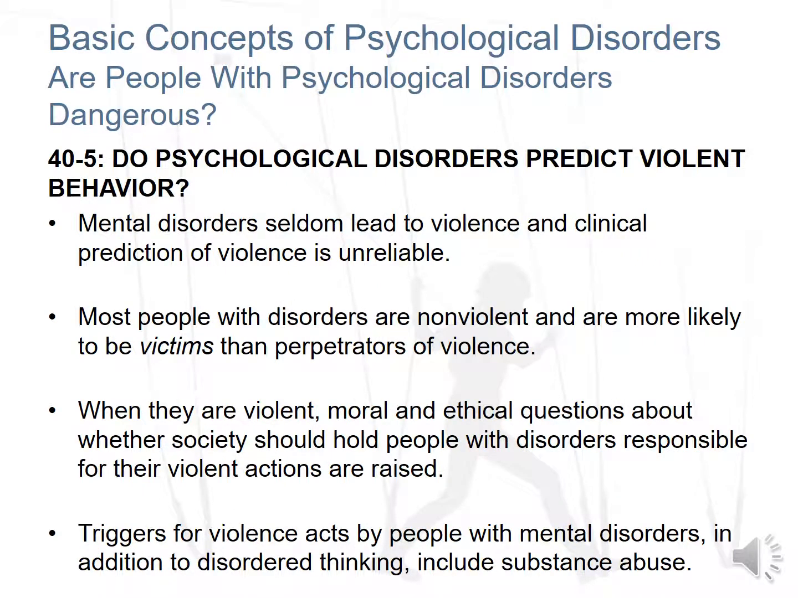Are people with psychological disorders dangerous? 40-5. Do psychological disorders predict violent behavior? Mental disorders seldom lead to violence, and clinical prediction of violence is unreliable. Most people with disorders are nonviolent and are more likely to be victims than perpetrators of violence. When they are violent, moral and ethical questions are raised about whether society should hold people with disorders responsible for their violent actions. Triggers for violent acts by people with mental disorders, in addition to disordered thinking, also include substance abuse.